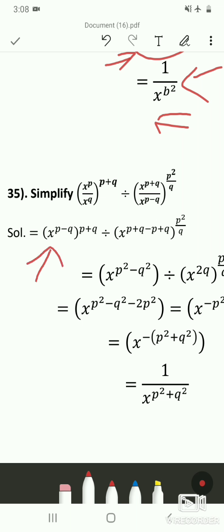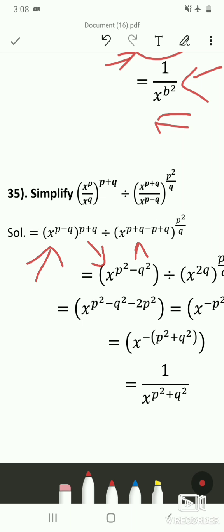Here in the first step again we have used the second law, so we'll get it as x raised to p minus q whole raised to p plus q, and here we'll get it as x raised to p plus q minus q plus p whole raised to p square upon q. So again in this step we are using the formula of a square minus b square. Before that we'll be using the law a raised to m whole raised to n, which is nothing but a raised to m into n.